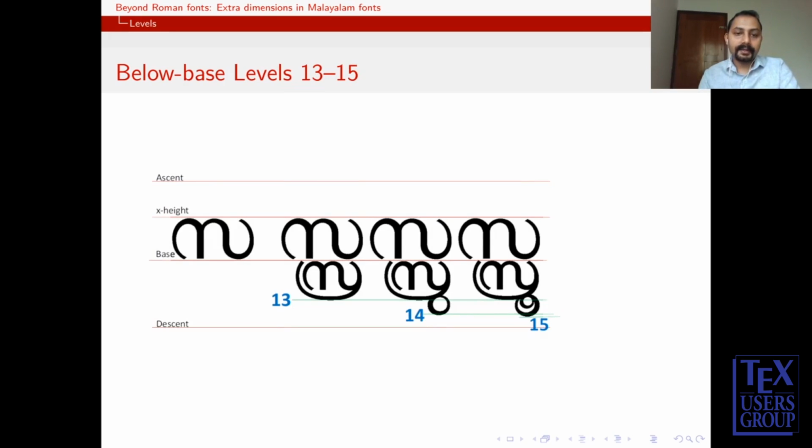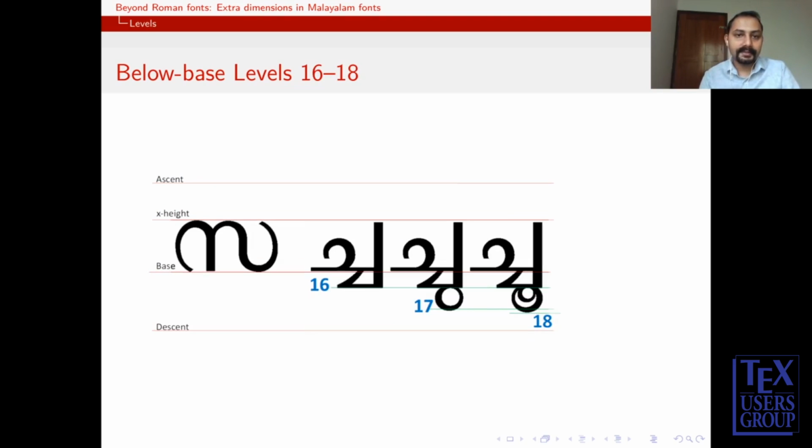Now if we take the conjunct isra, when it is combined with vowel symbols, it forms further levels 13, 14 and 15. Levels 16 to 18 are an example for another character, cha. This is double cha, that is itcha, itchu and itchu. And so far as we have analyzed, these are the distinct levels of below base height that are needed to represent traditional script glyphs properly.